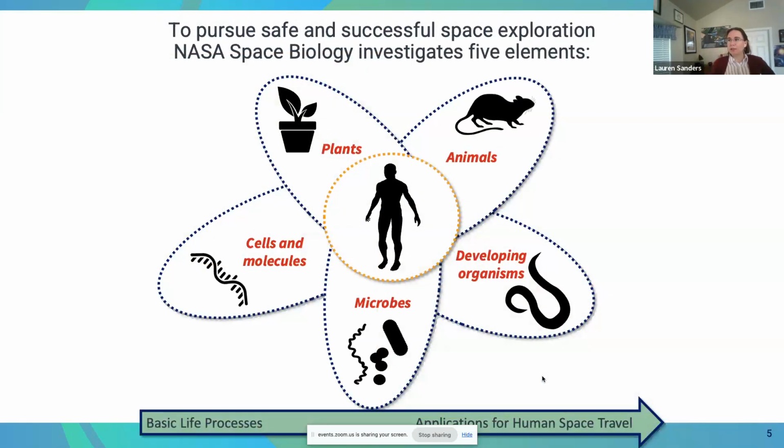So specifically, NASA Space Biology investigates these 5 elements. So starting at the molecular level, all the way up through developmental processes, and then up through full organisms. And understanding these life processes at the basic level contributes to both our fundamental knowledge here on Earth, but also has applications for human space travel.